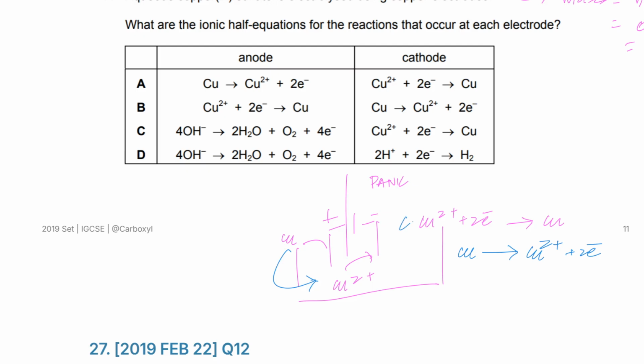So at the cathode, this is what's going to happen. At the anode, this is what's going to happen, right? So at the cathode, Cu2+ ions would gain 2 electrons to become copper. B is wrong and D is wrong.